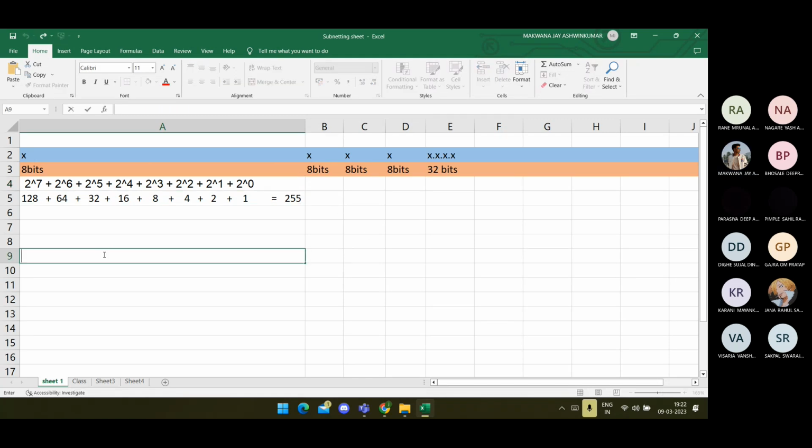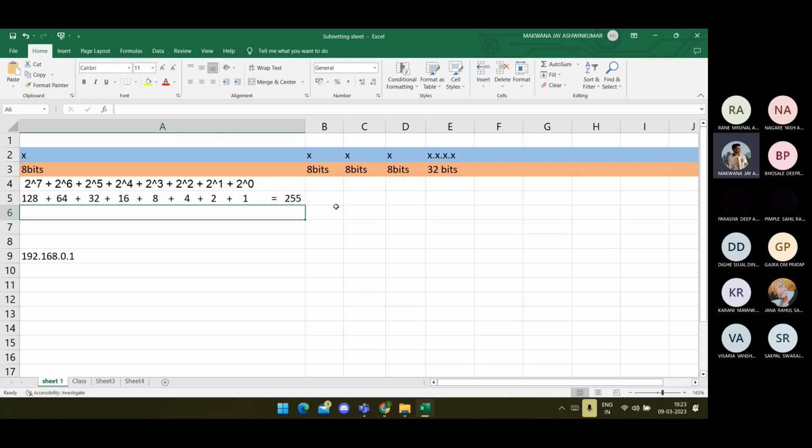Like if I say this is the IP address 192.168.0.1. So this 192 means the first octet, 168 means the second octet, 0 means the third octet, and 1 means the fourth octet. And for 192, how will bits be turned on and off?